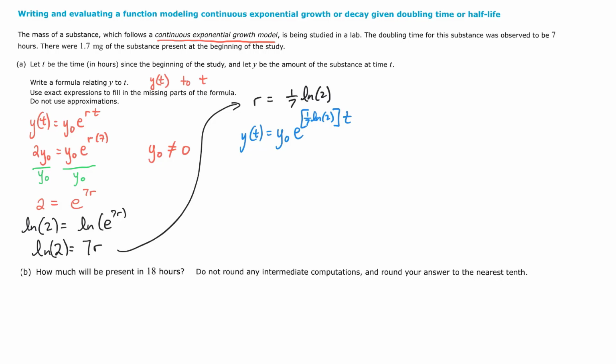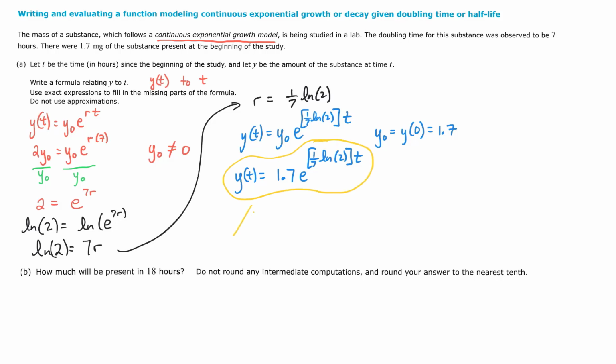We actually do know y sub 0. Y sub 0 is equal to y of 0, which is 1.7. So finally, let's write our function to be 1.7 e to the 1/7 ln of 2 times our independent variable t. I'm going to circle this function, and we're going to use it for part B.